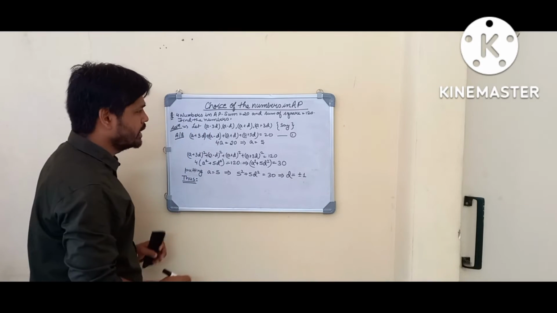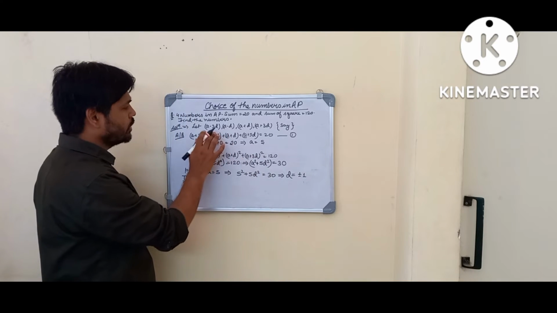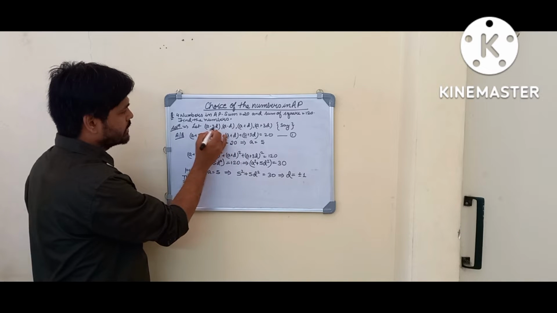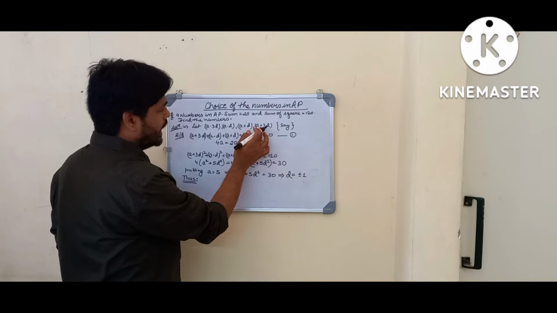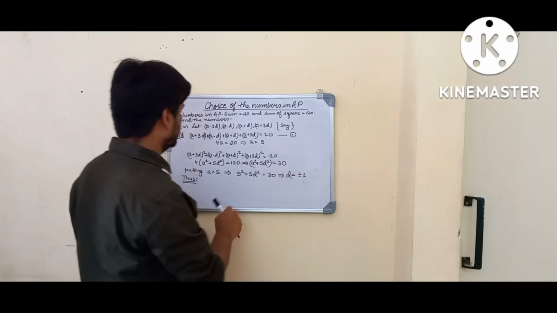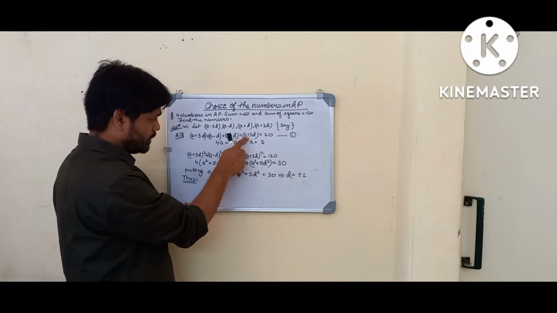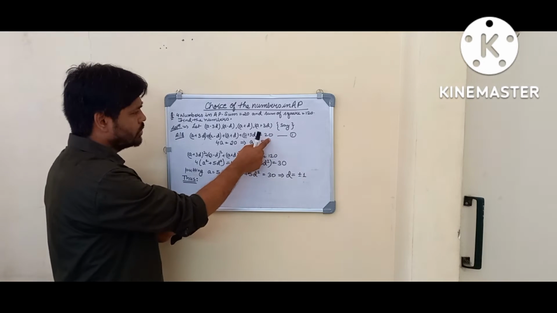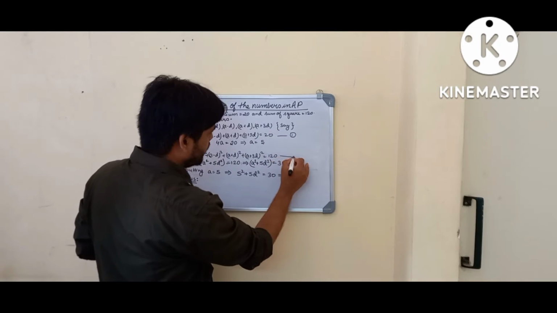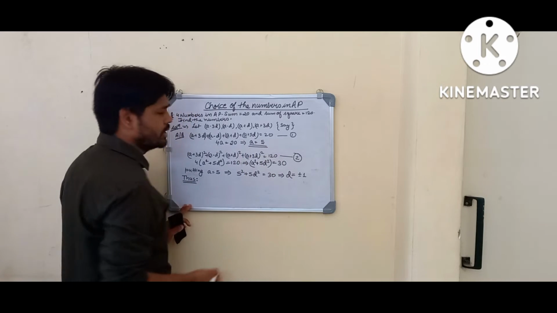The first step is to make the choice of the numbers in AP. I take A minus 3D, A minus D, A plus D and A plus 3D as the four numbers which are in AP. Now, according to the question, the sum of all these numbers is equal to 20. On solving the first equation, we get the value of A, which is 5.